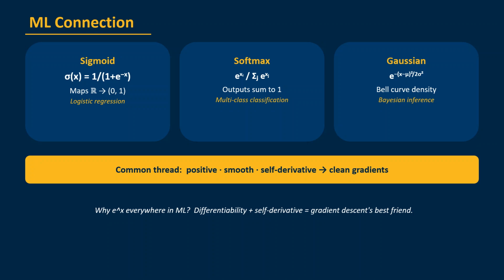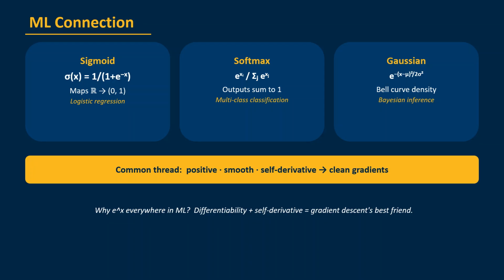Third, the Gaussian or normal distribution. f(x) equals 1 divided by sigma times the square root of 2 pi, multiplied by e to the power of negative (x minus mu) squared, divided by 2 sigma squared. The exponential of a negative quadratic in the exponent produces the characteristic bell curve. The Gaussian appears throughout statistical learning, from anomaly detection to Gaussian processes to Bayesian inference.